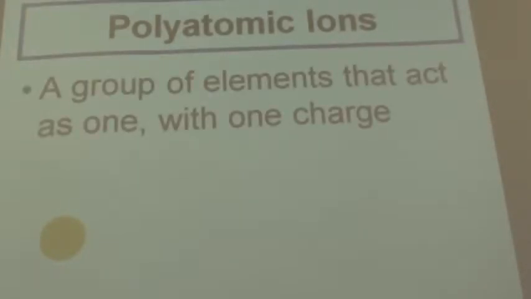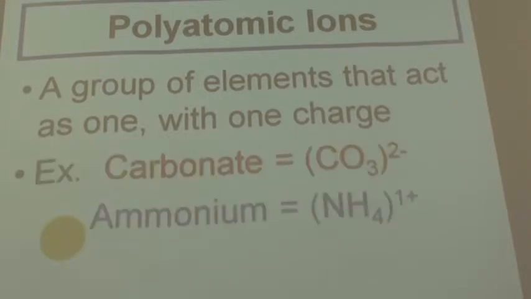What are polyatomic ions? A polyatomic ion is simply a group of elements that act as one, and they carry one charge. And a good example of this is the first one we look at here, carbonate. Carbonate has carbon, it has oxygen as well, and together those two carry a 2- charge.